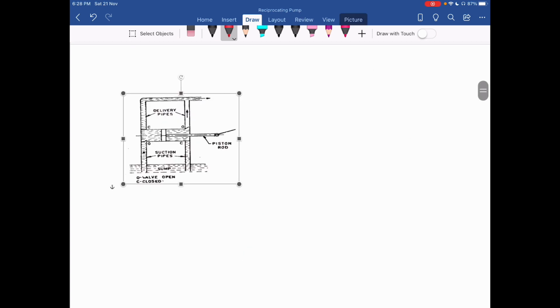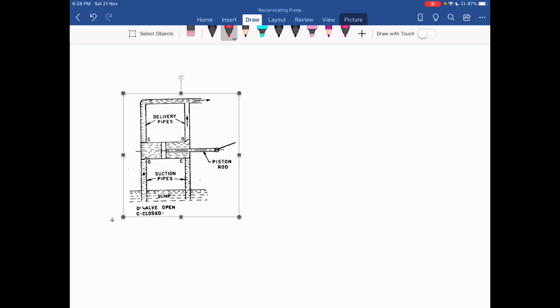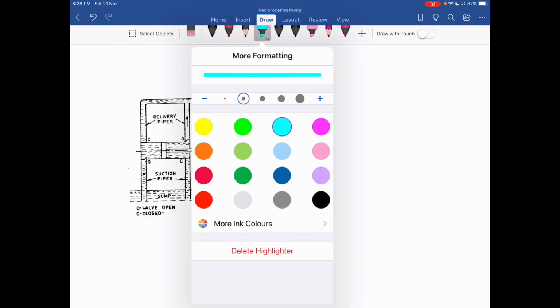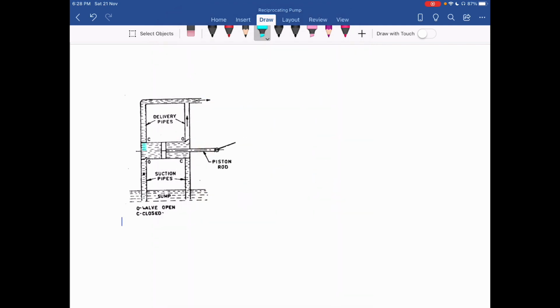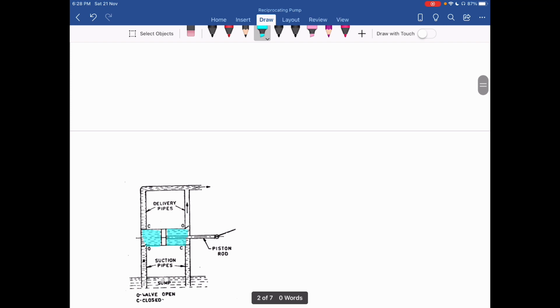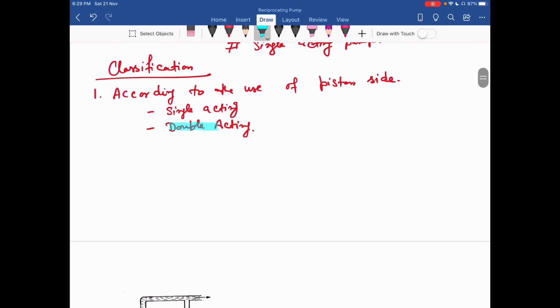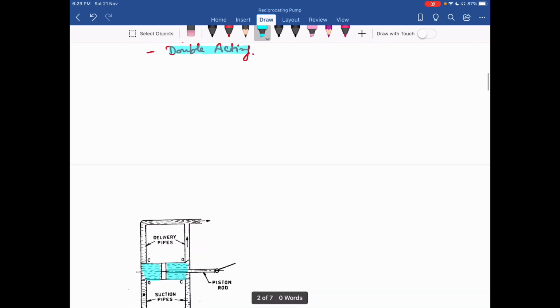Now you can see in this diagram. So here both sides of the piston are used to deliver the water in the delivery side. So you can see here this side is also used to deliver the water in the delivery pipe, and this side is also used. Okay, so when both sides are used to deliver the water, that we call as double acting reciprocating pump. Now you can see how this pump works.